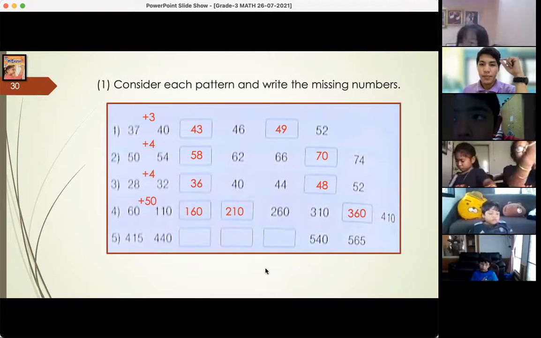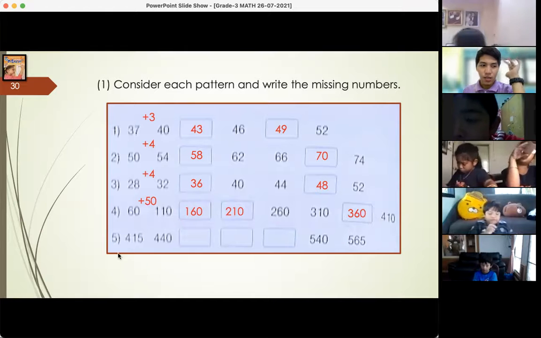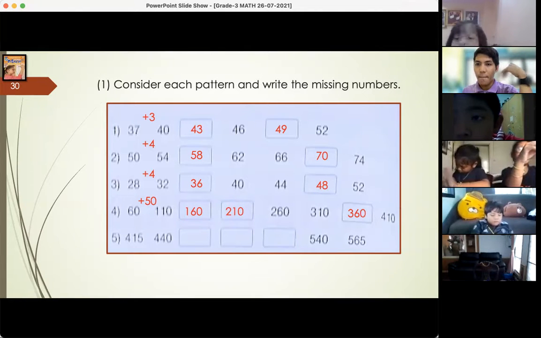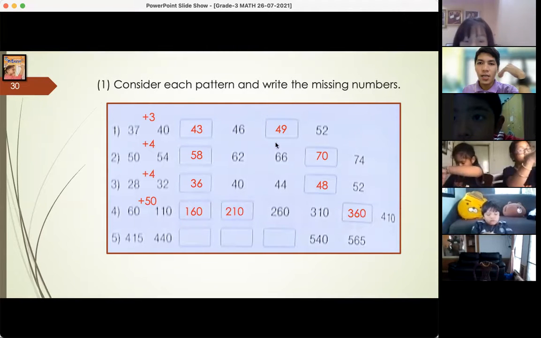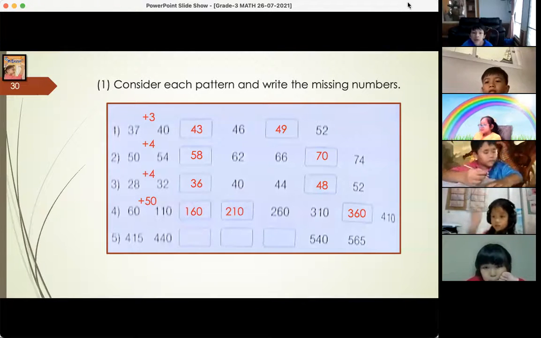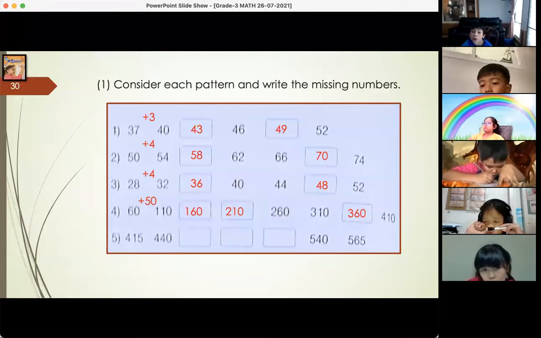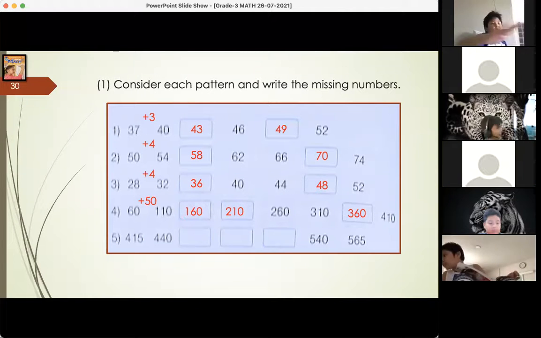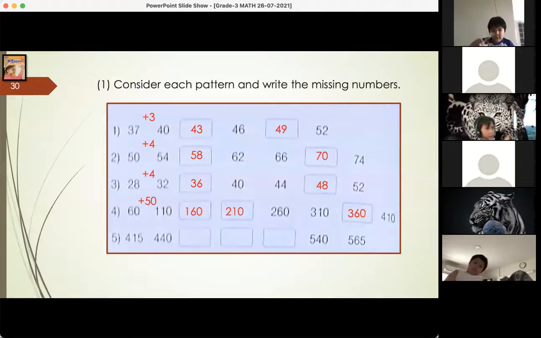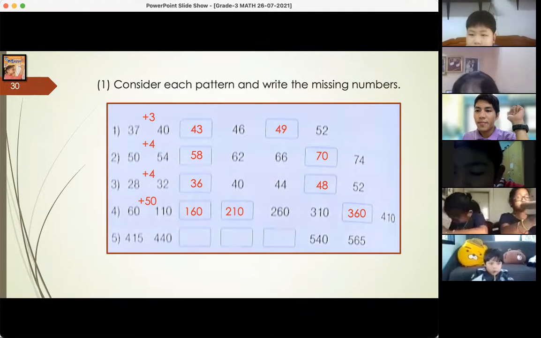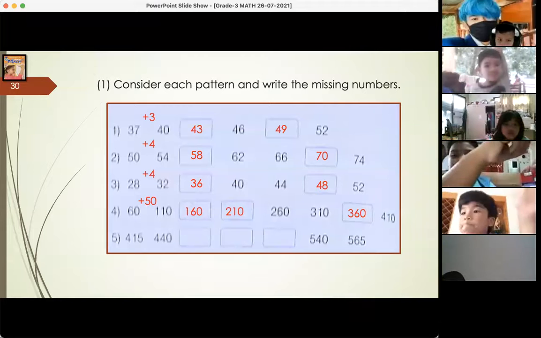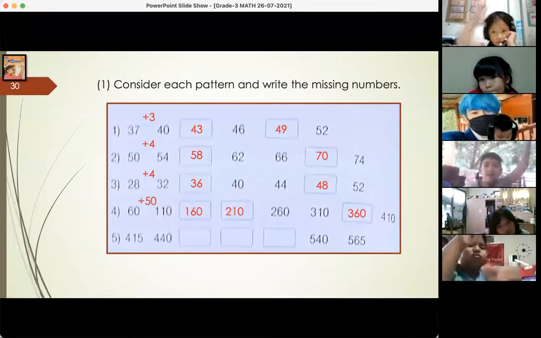Who wants to try number 5? Anyone? From grade 3, what is the relationship of this pattern? This is counting up by how much? Who wants to try number 5? Anyone? Number 5. Raise your hand if you want to try number 5. Garfield again. Pass again. Oh, Yada, go.